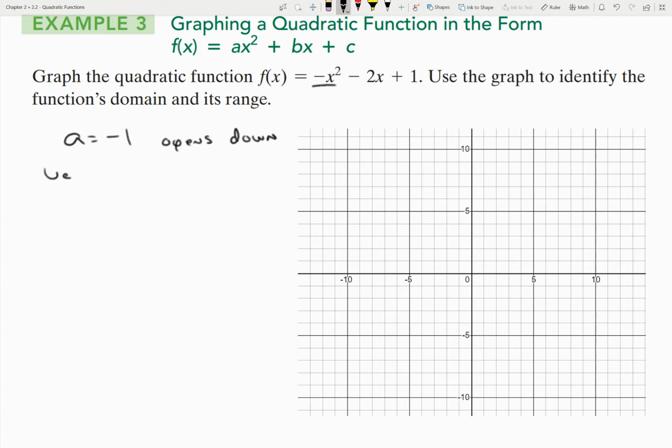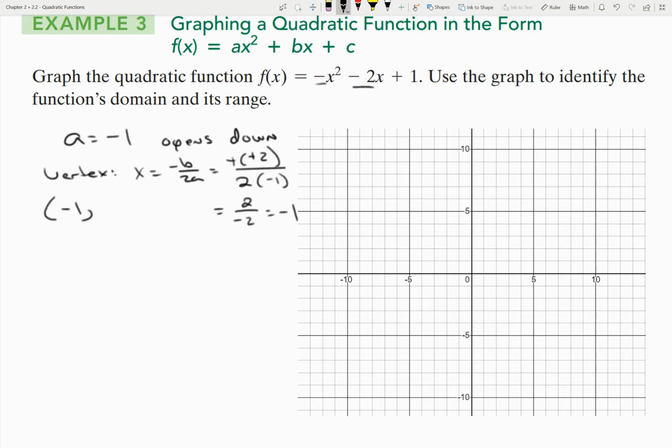Next, we need the vertex. Unfortunately, again, this is not something we can just look at and find. We're going to have to calculate it. The x-coordinate of the vertex equals negative b over 2a. So that would be negative 2 over 2 times negative 1. Okay, negative times negative is a positive. So we have a positive 2 over a negative 2, which is negative 1. Okay, so that's my x-coordinate of my vertex.